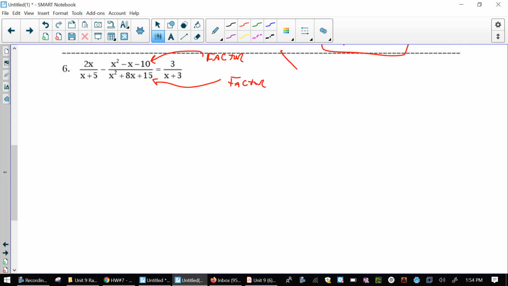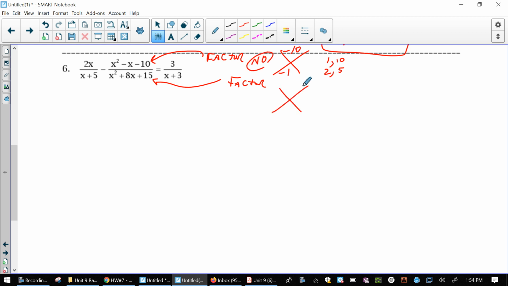Okay, so that numerator should be -10 on the top, -1 on the bottom. And our only factors of 10 are 1 and 10 and 2 and 5. So there's no way that I could get a product of -10 and a sum of -1. So this one's not factorable. So we're just going to leave it the way it is.